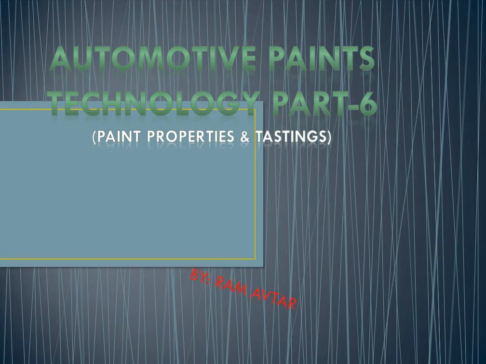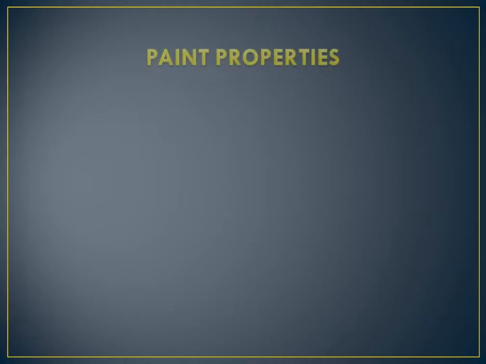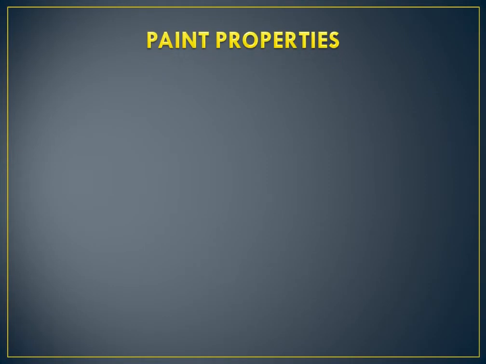This is Ramtar here, and this is Automotive Paint Technology Part 6. In this part, we are going to discuss paint properties and testing. So now, first we'll discuss the paint properties.